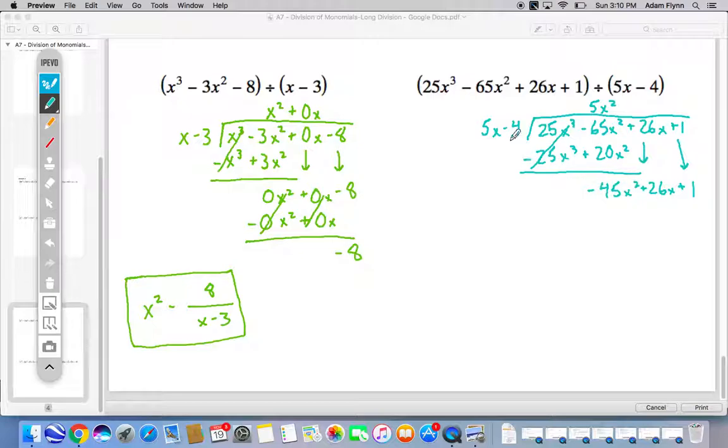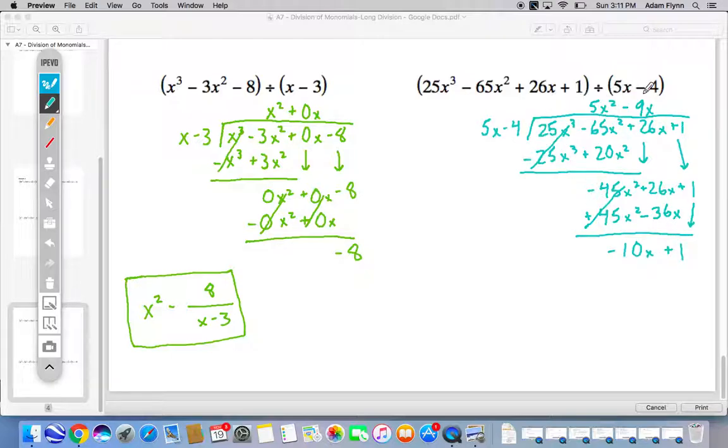So negative 45x squared divided by 5x is negative 9x. Okay, 5x times negative 9x is negative 45x squared. And I have negative 4 times negative 9x, which is a positive 36x. So I have to change my signs to negative, this one to positive. So these cancel. I have 26x minus 36x, which I know is negative 10x. Then of course I can bring down my plus 1.